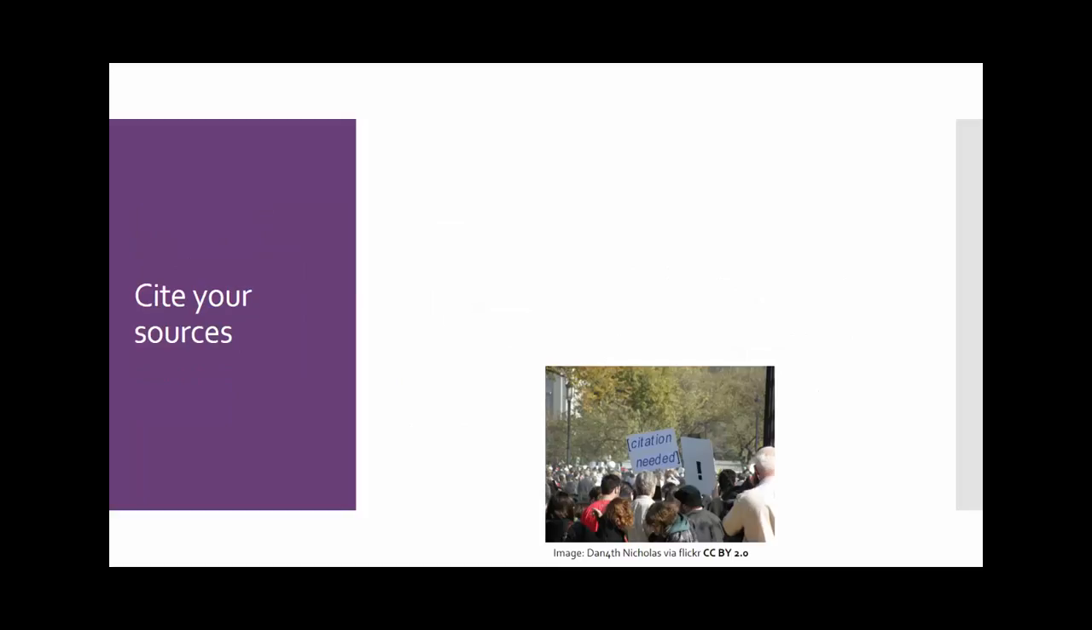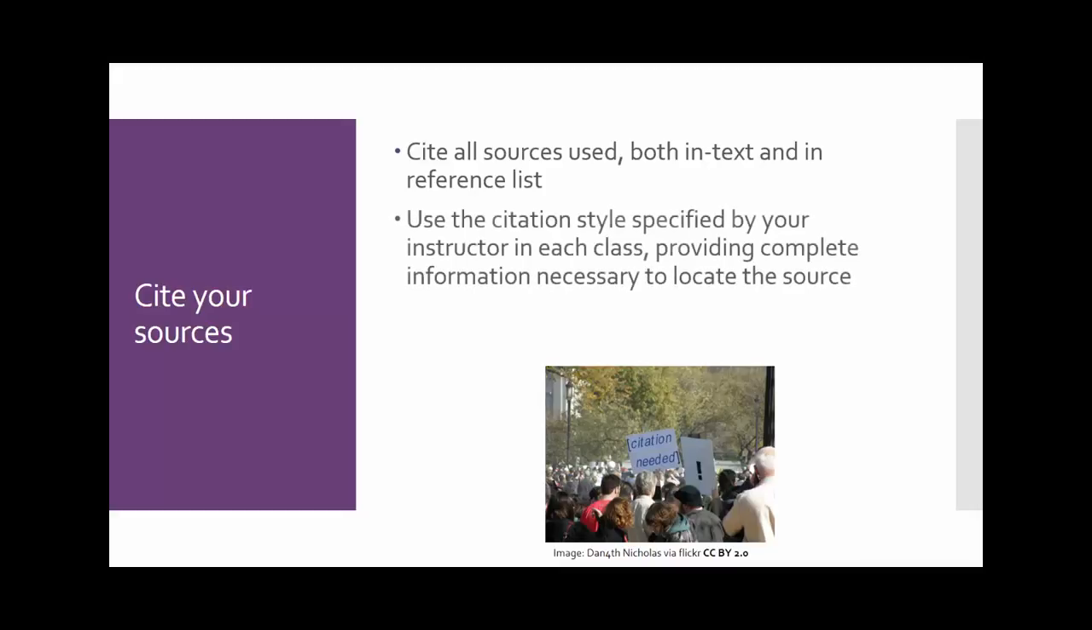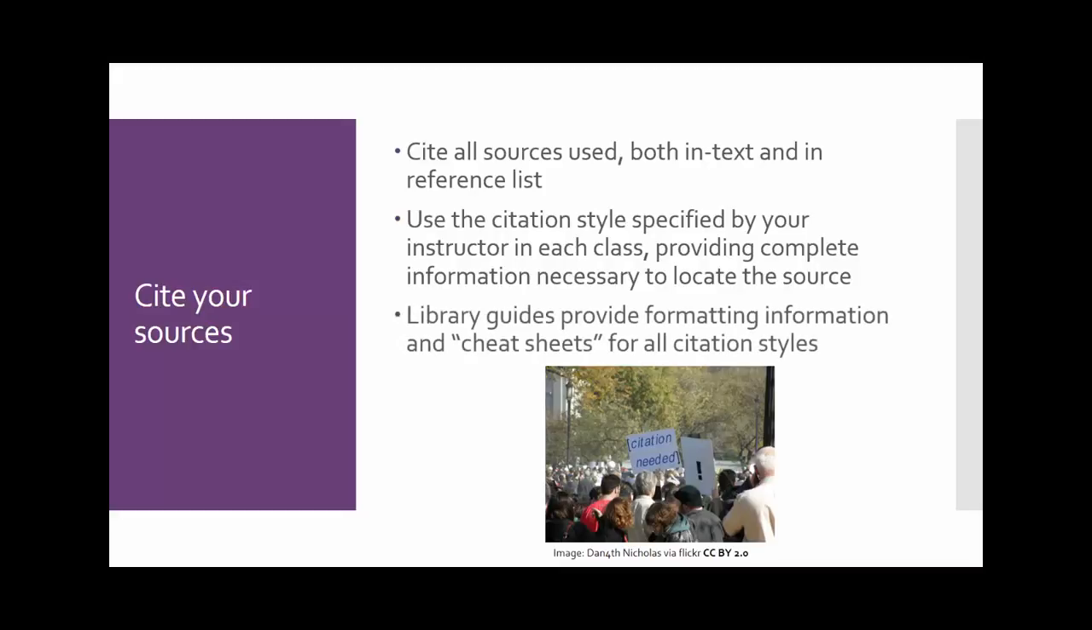Once you've gotten some good information sources, make sure that you cite them. You will need to cite your sources in your reference list as well as in the text where you use them. You will want to use the citation style preferred by your professor or discipline, such as MLA, APA, or other styles. Luckily, the library provides numerous tip sheets, guidelines, and formatting information to help you cite your sources correctly.